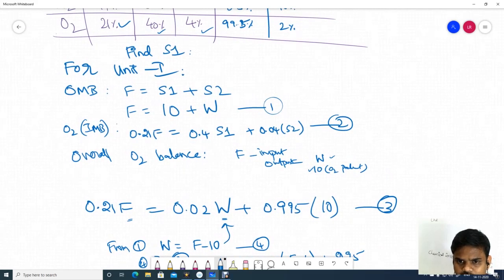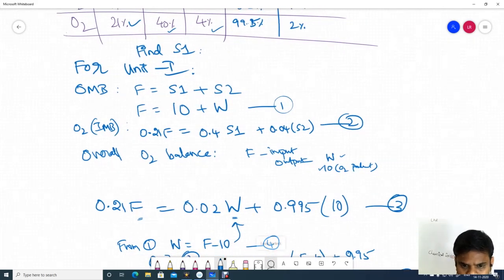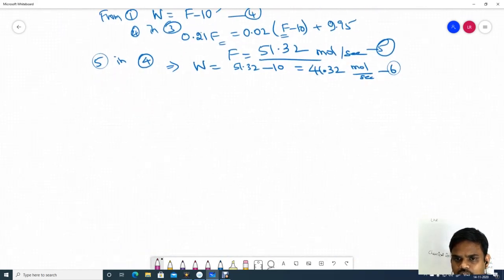So let us go back to equation number 1. In unit 1, let it be 1A, F equal to S1 plus S2, also equal to 10 plus W. This is with respect to the overall unit. Whatever F is entering equals 10, the product given, plus W, the top product. So now we have the F value, so we can express S1 and S2 in terms of each other. That is what we are going to do now.